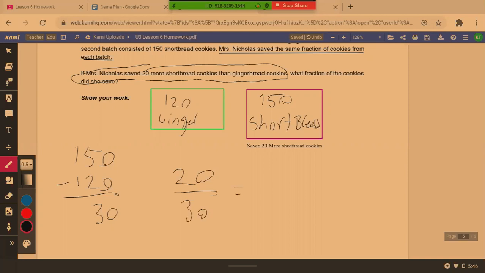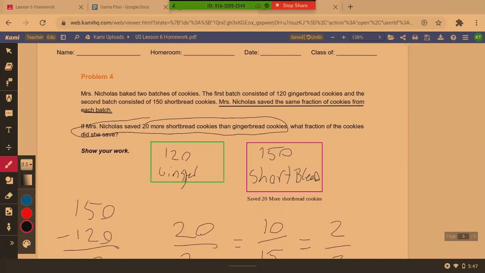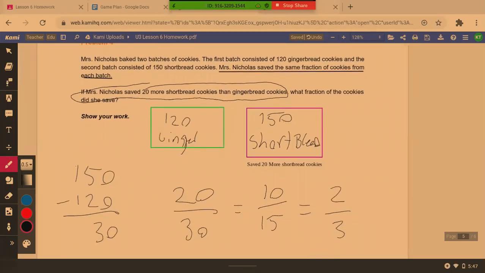Let's reduce that. Okay, I'm going to divide the top and bottom by 10 or by 2. 5 can go into both of those. Okay, so 2/3. So she saved 2/3 of each batch. That's okay, that's a lot of cookies. But how can we know if that's the correct number?